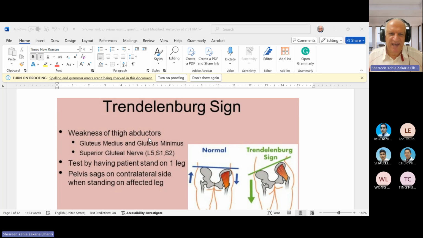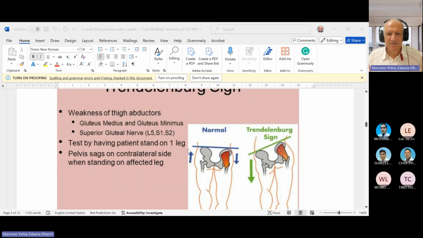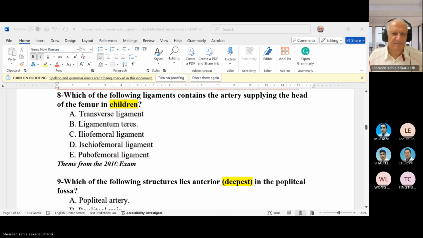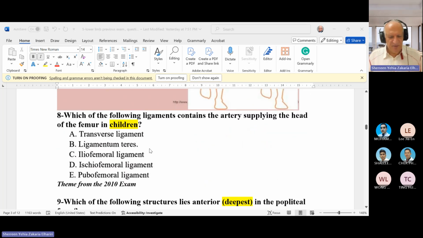Weakness of the hip abductors, mainly gluteus medius and minimus, both supplied by the superior gluteal nerve, L5, S1 and S2. The test, of course, is standing on one leg. Okay, next one.